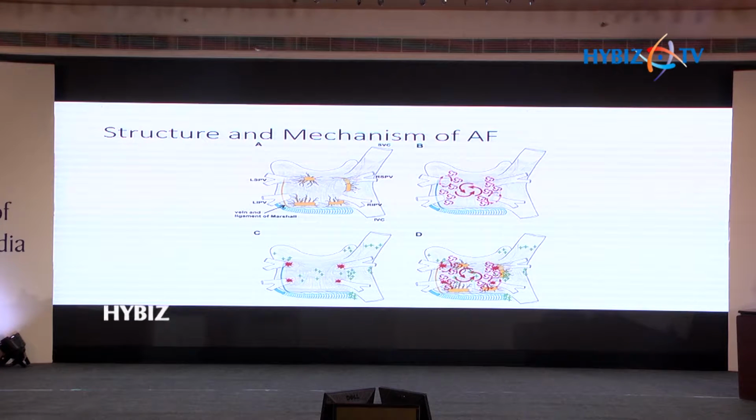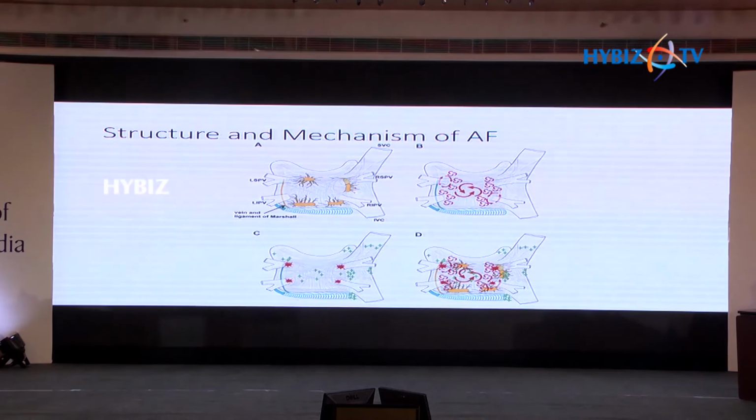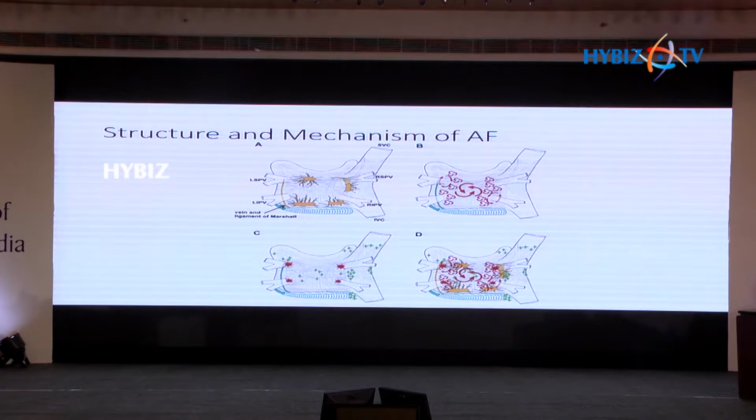And another way of looking at it is the structure and mechanism. This is the postero-anterior view. You can see the left atrium here and the right atrium with the SVC and IVC here. The heart has four or five groups of sympathetic ganglia, that is the superior and inferior, right and left, and also along the vein of Marshall. And there are some minor and larger rotors which sustain the atrial fibrillation.